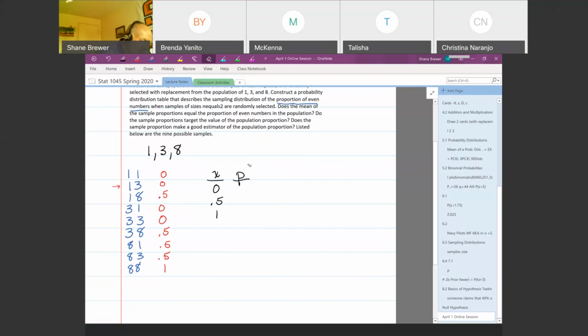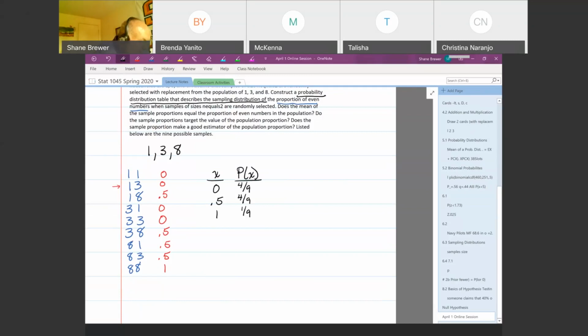Construct a probability distribution. So this is P of X. For 0, I get that 4 out of 9 times. For 0.5, I get that 4 out of 9 times. And for 1, I get that 1 out of 9 times. So that is the probability distribution table that describes the sampling distribution of the proportion of even numbers when samples of size 2 are randomly selected.